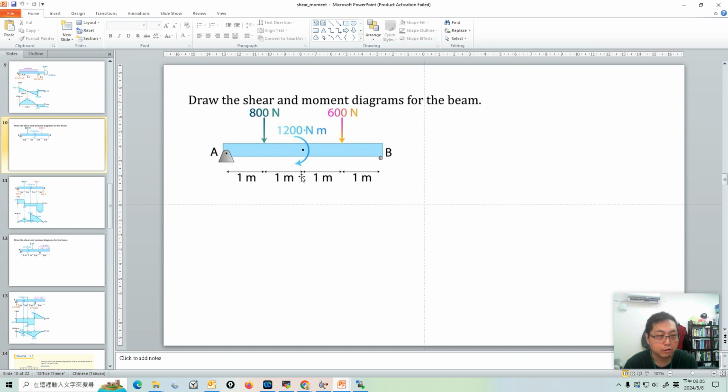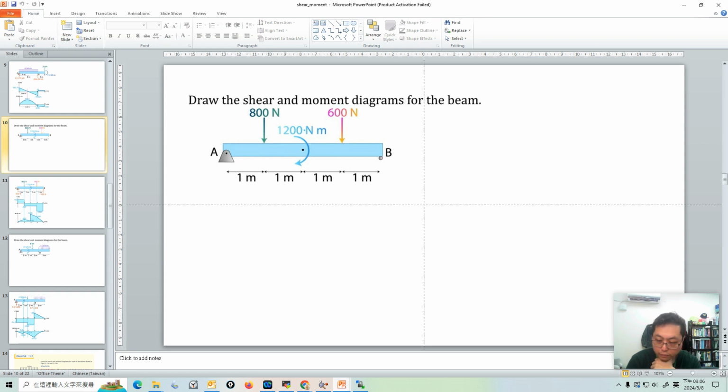Okay, so this is a beam, and A is a pin support, B is a roller support. There is an external loading acting on the beam, and there is also an external moment, or external torque, applied on the beam. This gives the geometry information, and we are asked to draw a shear moment diagram of the beam.